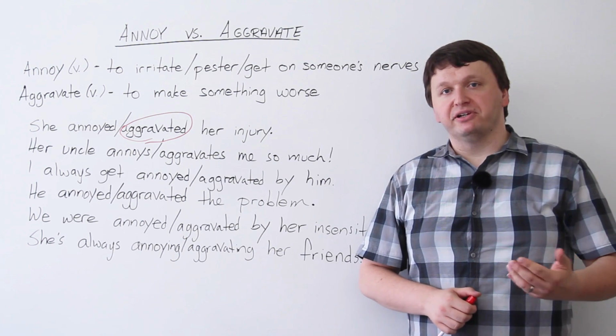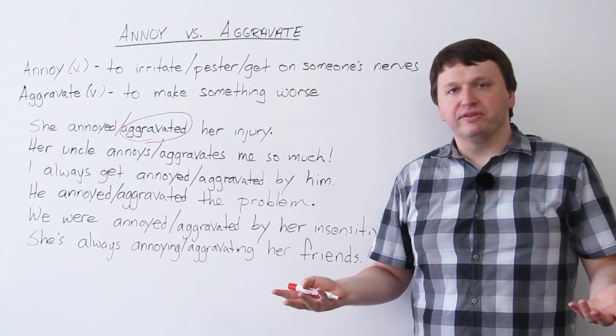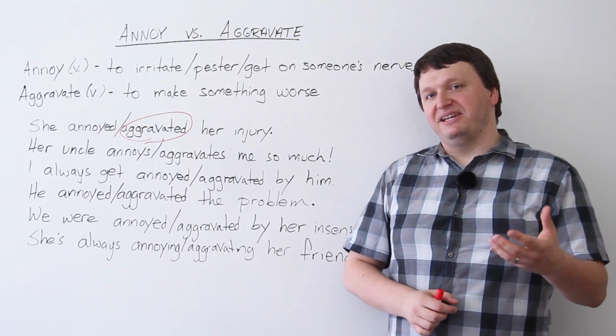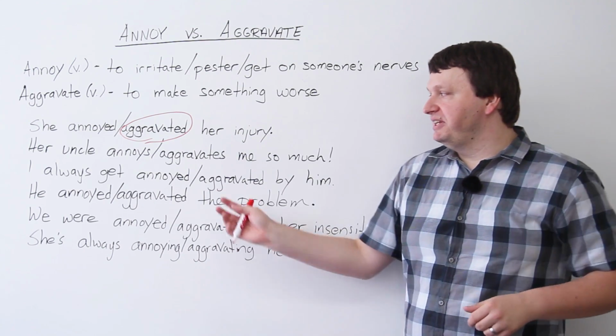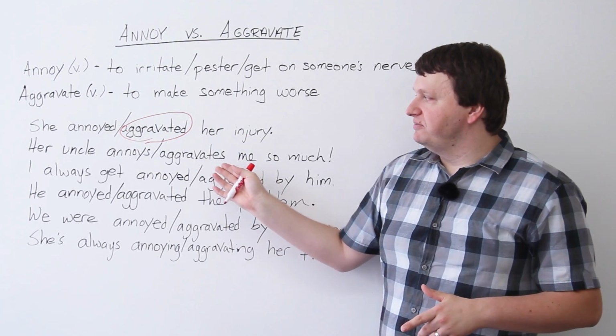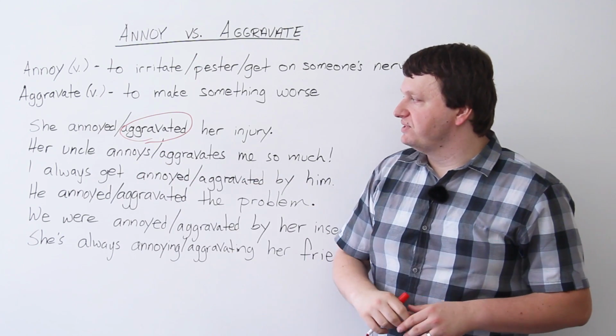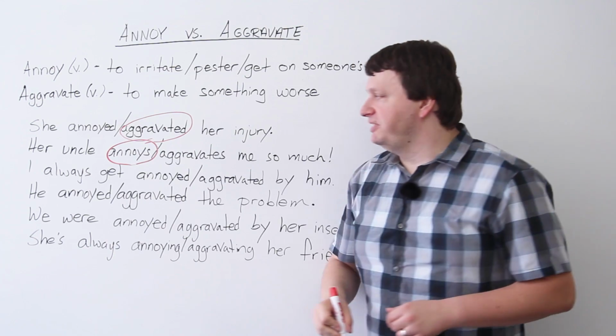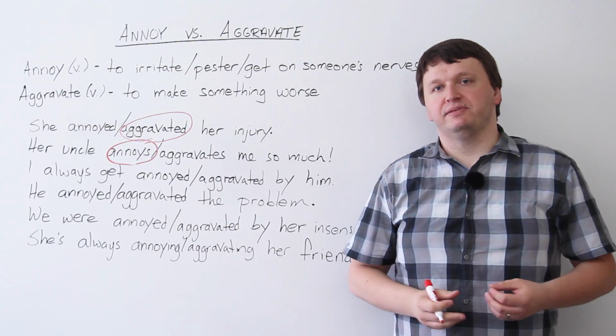The second sentence says, her uncle annoys or aggravates me so much. Now, if you're a native speaker, you might think, well, you can use both of them. There's nothing wrong with that. Actually, there is something wrong with it if you want to get very technical, and the meaning of the two words taken literally, you have to use annoy in this situation. Her uncle annoys me so much, irritates me.